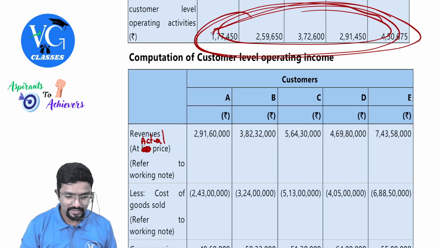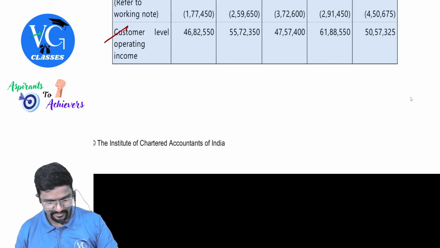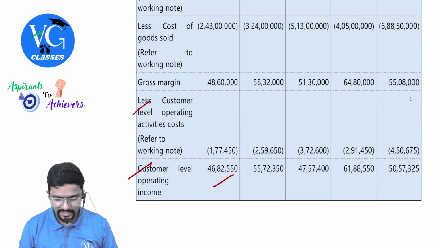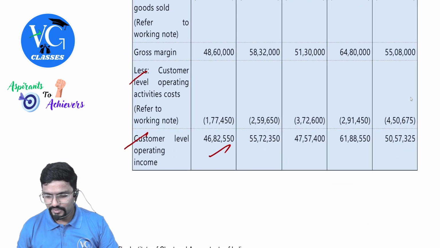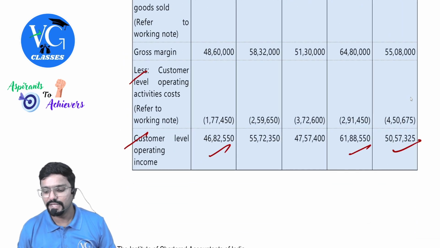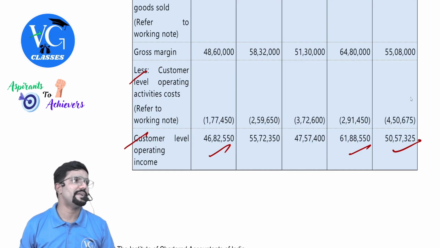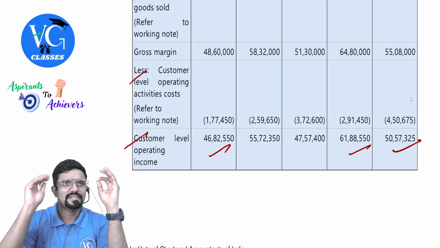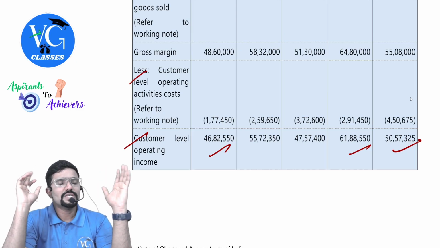Because when you are hungry you may give different answers also. I will just confirm: A 4682 550, D 6188 550, and E 50 57 320, 50 57 325. Guys, listen here.